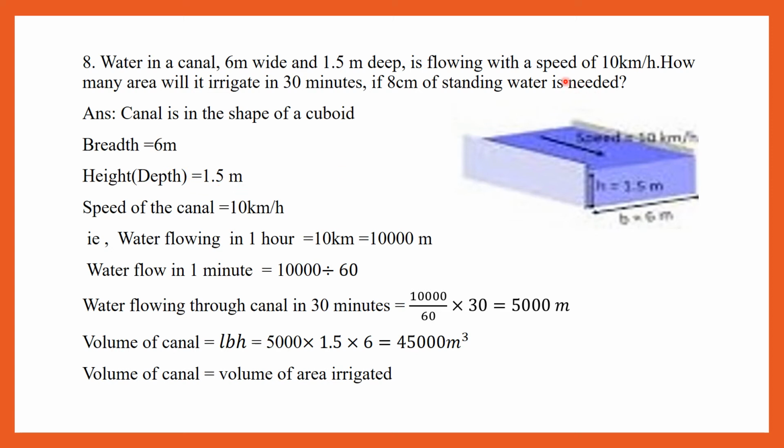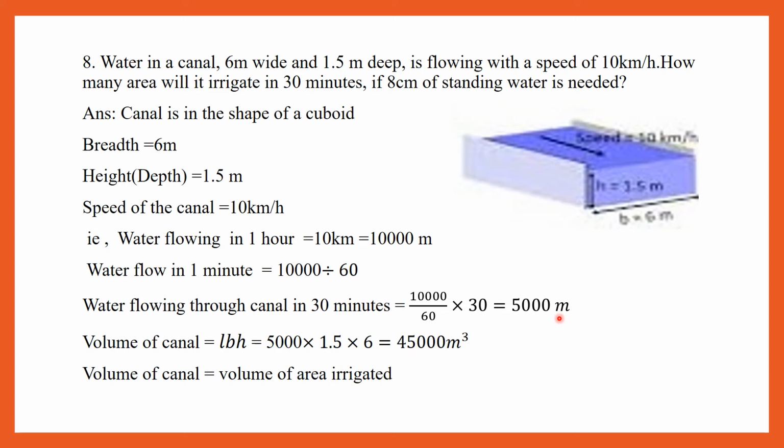It is given that the speed of the water in the canal is 10 km per hour. That means water flowing through the canal in 1 hour is 10 km, which is equal to 10,000 meter. So in 1 minute it will be 10,000 divided by 60. Since we are going to irrigate an area for 30 minutes, we want to see how much water is flowing through the canal in 30 minutes. So it will be 10,000 divided by 60 multiplied by 30, which is equal to 5,000 meter.